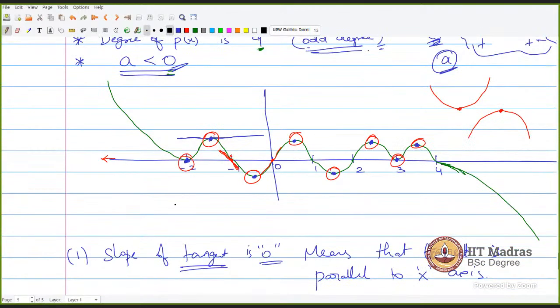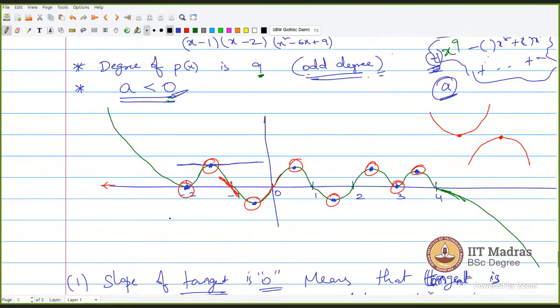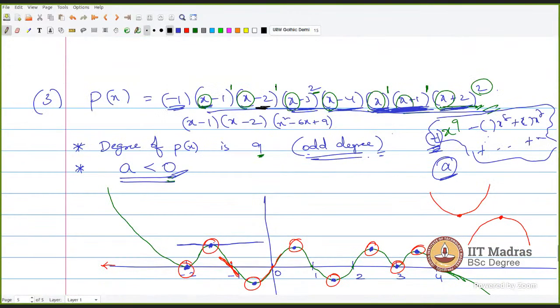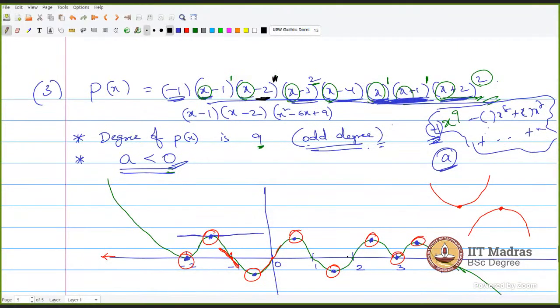Sir, in this graph, from 2 to 3, why is it going up and not down? Because at 2, see, it has multiplicity 1. So, sir, it should be down, right? Odd multiplicity, it should cross at that particular root. Oh, so I'm not clear with the multiplicity concept.